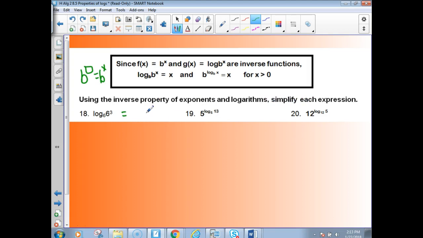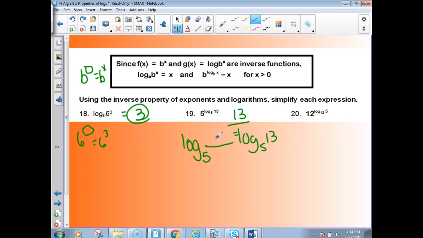What would the answer to this be? 3. Now, if you forget those, you could still figure them out using the properties that we've done prior to this. So this would be 6 to what power is 6 to the third, and your answer would be 3. This one is 13, and I can explain that another way by saying, if I rewrote this exponential function in a logarithmic function, it'd be log in base 5 of something equals the log in base 5 of 13. Well, what's got to go in that blank is 13. That's why the answer is 13. So this one is just 5.